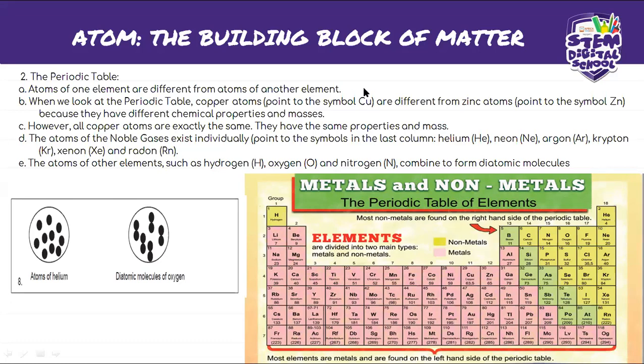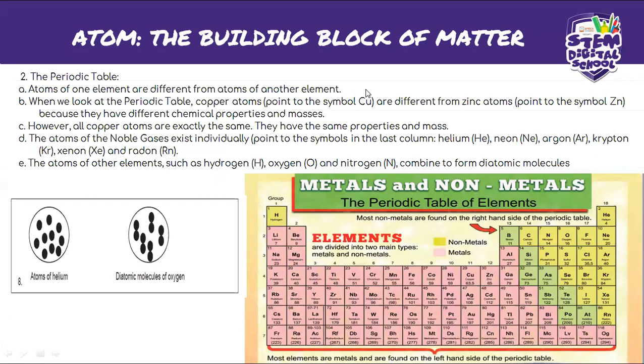So copper atoms are different from zinc atoms. Can you see zinc? They are different because they have different chemical properties. So the atoms of copper and the atoms of zinc are different. Okay, so let's go on.